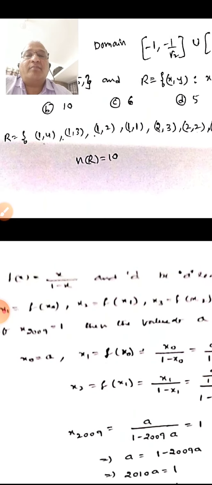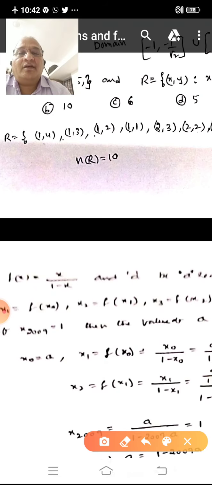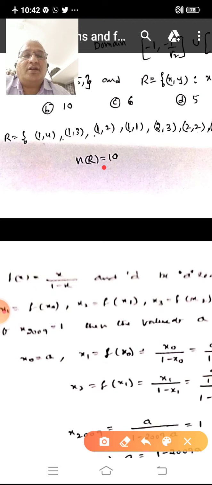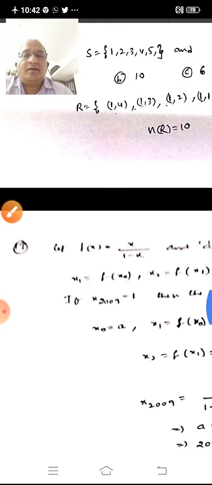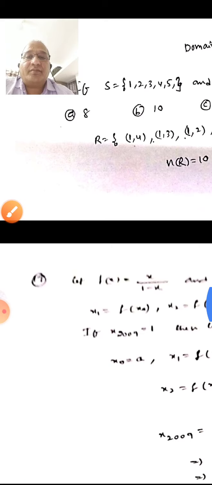So they are asking the number of elements in the relation. In the relation we got a total of 10 elements. Therefore the answer is 10. Next, come to the next problem.